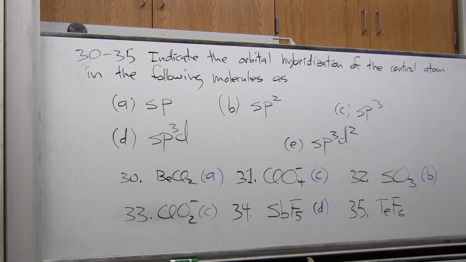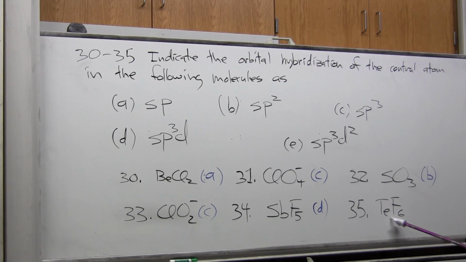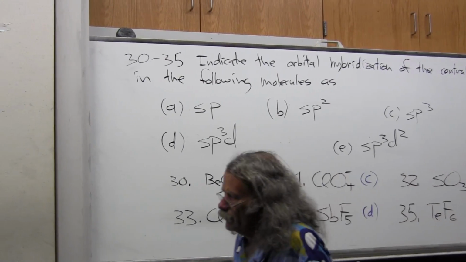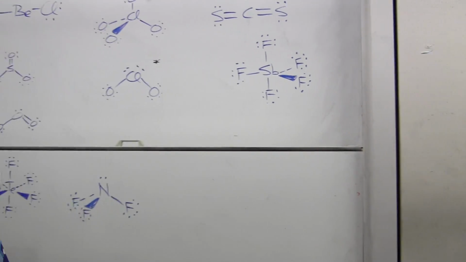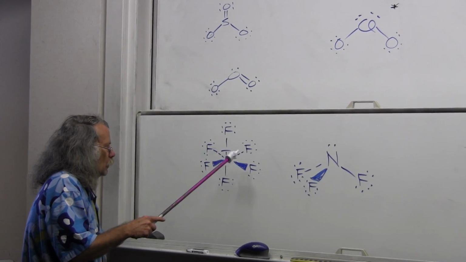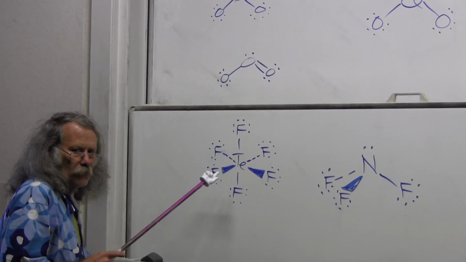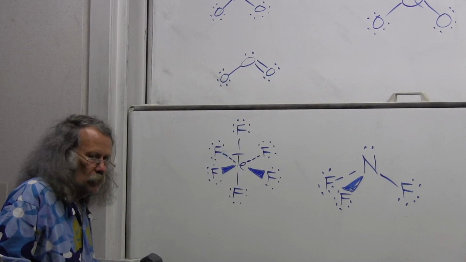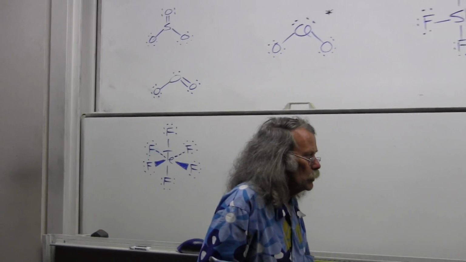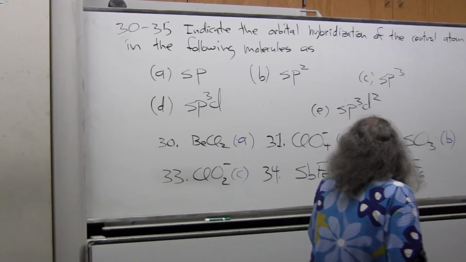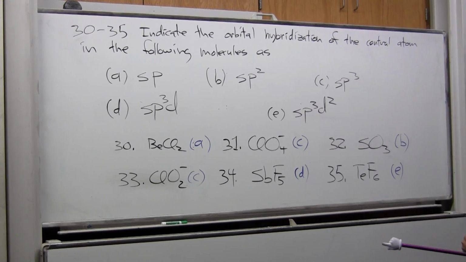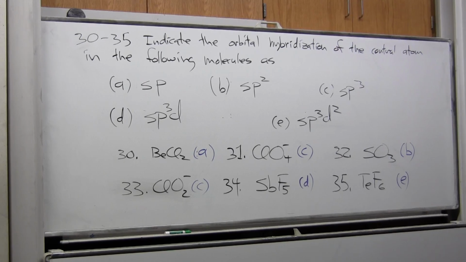And the last, number 35, the tellurium hexafluoride. Tellurium hexafluoride we've already drawn on our scratch paper. There are 6 single bonds from the central atom to fluorine atoms, and no lone pairs on the central atom. Therefore, 6 E pairs demands an octahedral arrangement of E pairs, an octahedral geometry, and that requires sp3d2, which is option E, which completes questions 30 through 35.